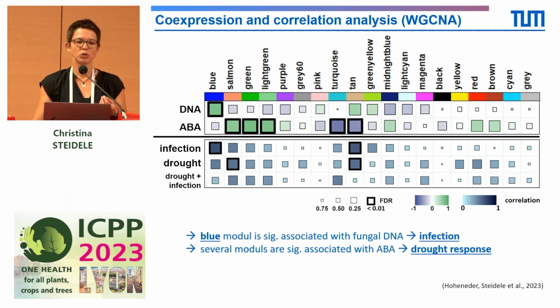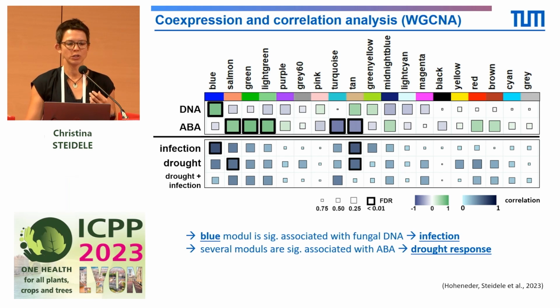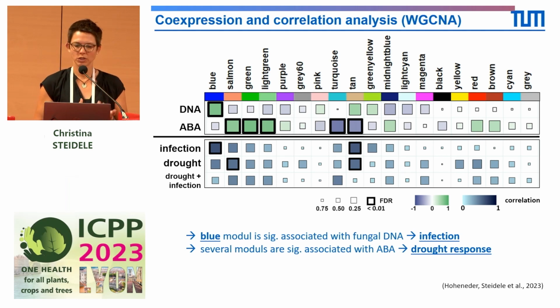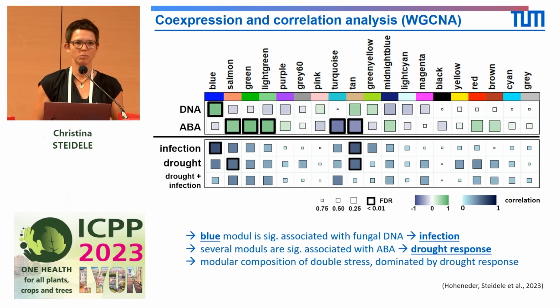One other nice thing that you can do using this WGCNA package is something called binary traits. So you're telling what are my infected samples and what are my uninfected samples, or what are my drought stress samples and whatnot. And then you can also see that some modules are indeed correlating with infection. Of course, this is not surprising, it's also the blue module that's correlated with infection. We also get an overlap with the drought response. But interestingly, there is no module significantly correlated with drought and infection combined. So this suggests that there is a modular composition of the double stress, and we see in the whole experiment that most of our responses are dominated by the drought response.